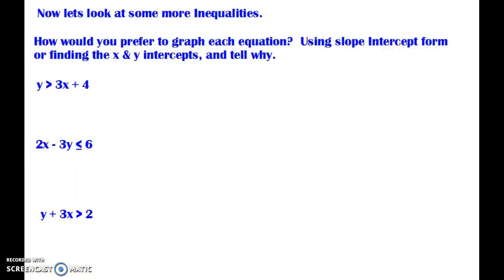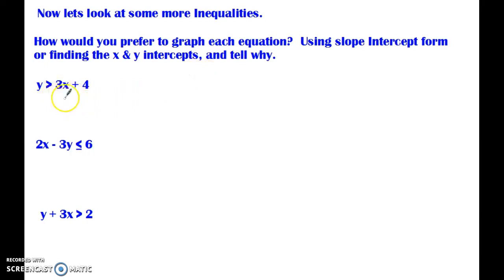Let's move on. It said, now look at some more inequalities. How would you prefer to graph each equation? It's supposed to say inequality every year. I said I'm going to change it, and I'm not going to change it now because it's going to keep the tradition alive. Using slope-intercept form or finding the x and y intercepts. Well, I'm not going to even show y'all. I'm going to show y'all, but y'all are not going to do it. So just put everything in slope-intercept form.